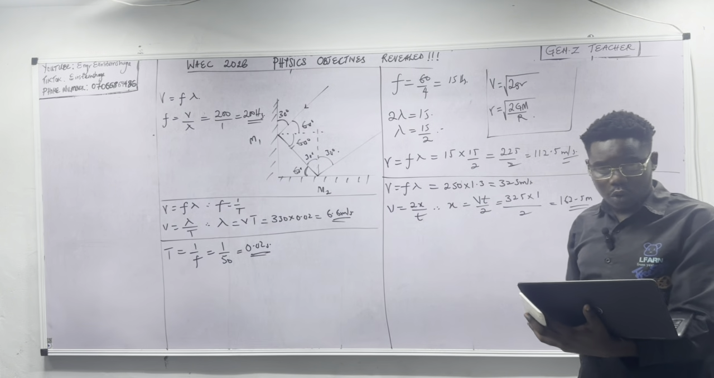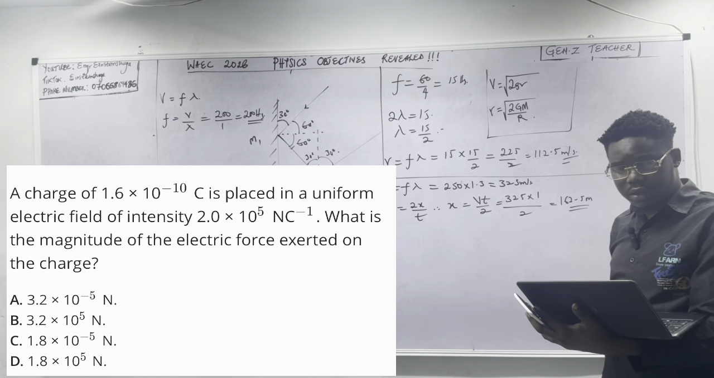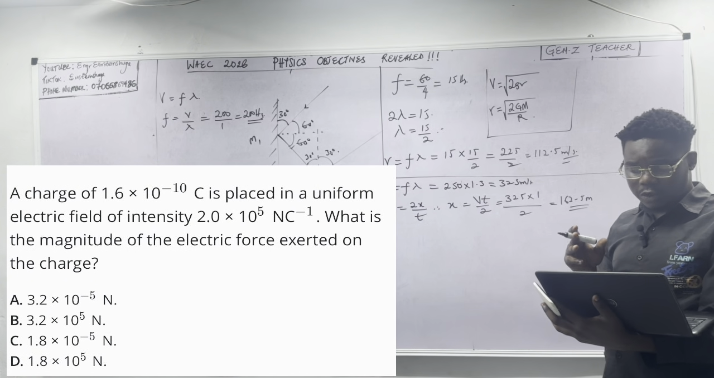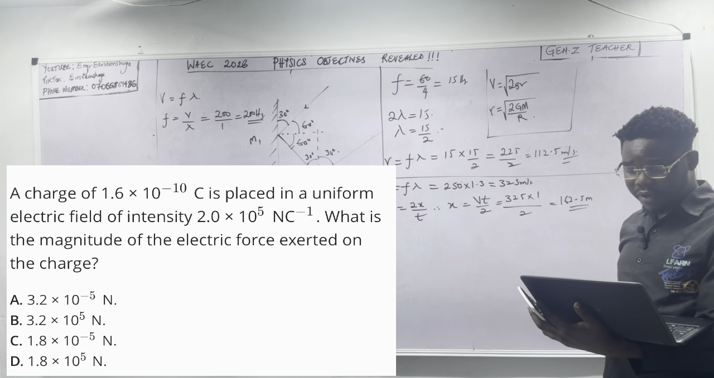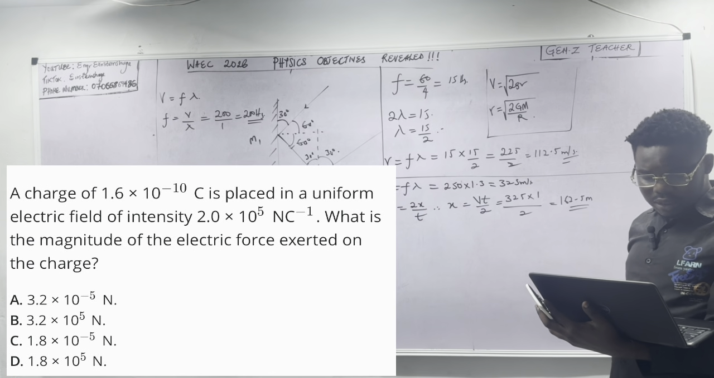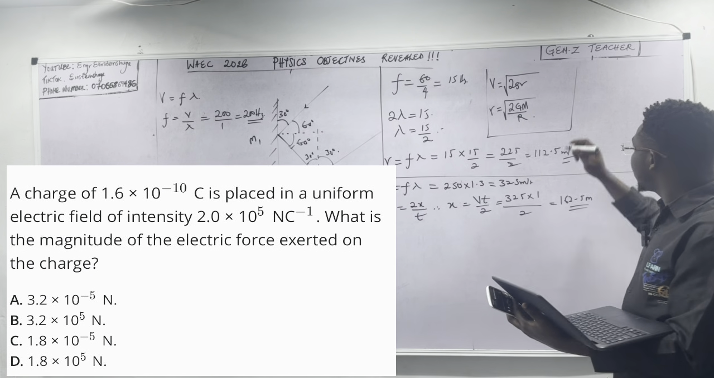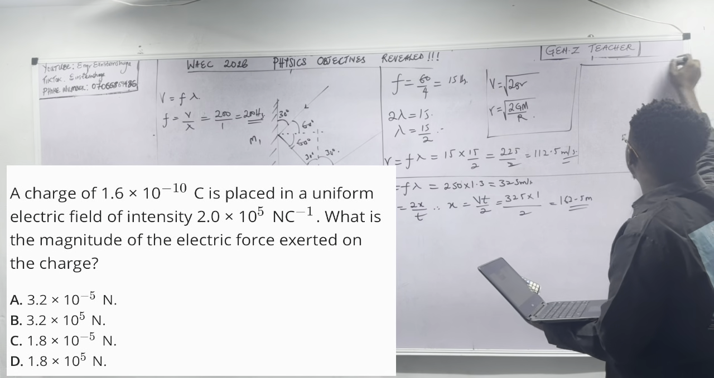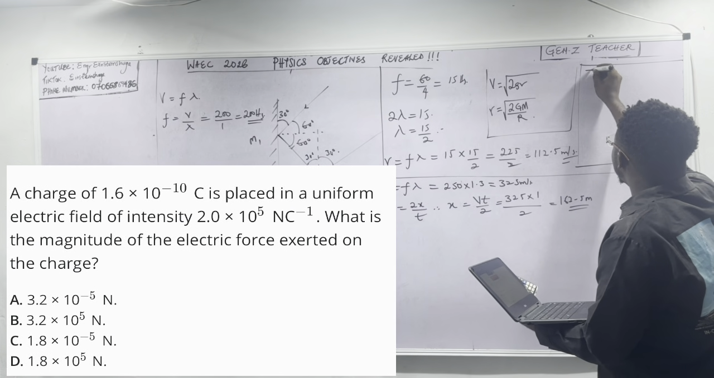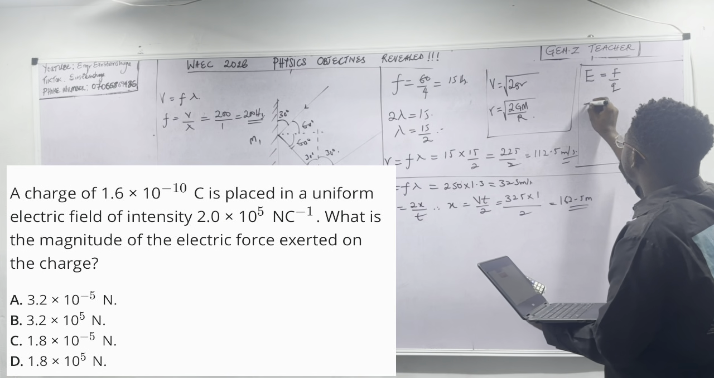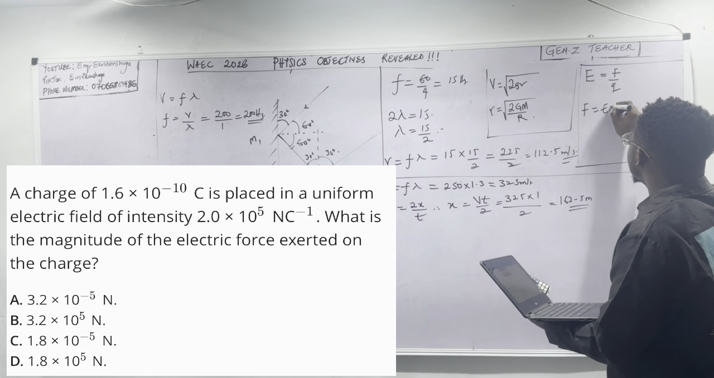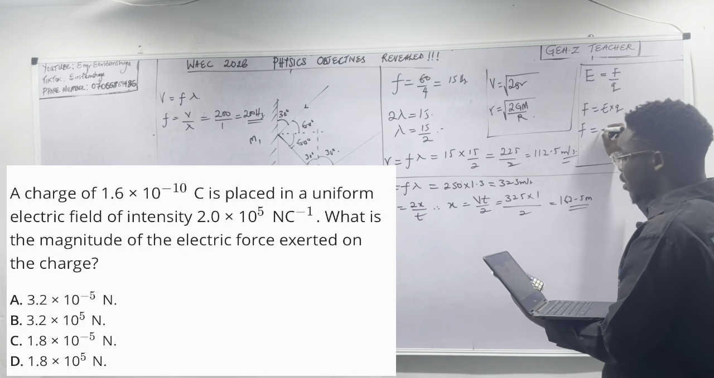A charge of 1.6 times 10 to the power minus 10 coulombs is placed in a uniform electric field of intensity 2 times 10 to the power 5 Newton per coulomb. What is the value of the force? Now recall for electric field that the electric field intensity is force over charge. So the force can be the field times the charge. So multiply the values given together.